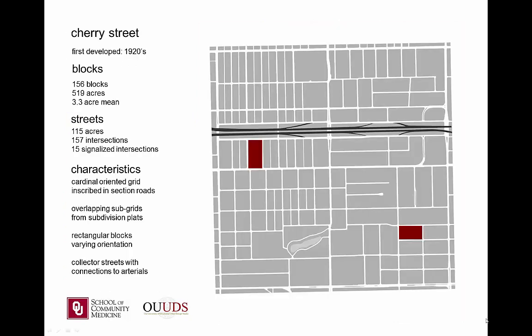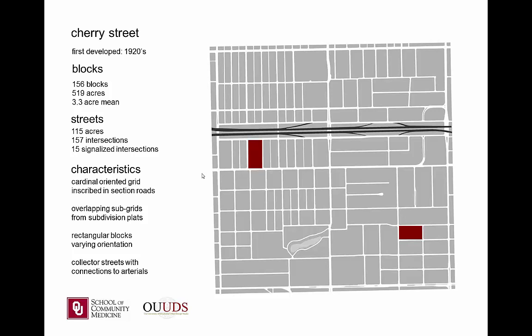Let's look at a close-up of an area developed during this period. This map shows one of Tulsa's first suburban areas, Cherry Street. You can clearly see the section streets along the perimeter of the map: Peoria Avenue on the west, 11th Street on the north, Lewis Avenue on the east, and 21st Street on the south. Two minor arterials bisect the area, with Utica Avenue running south to north, and Cherry Street, or 15th Street, running east-west.